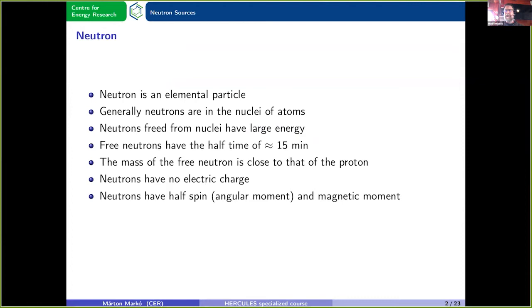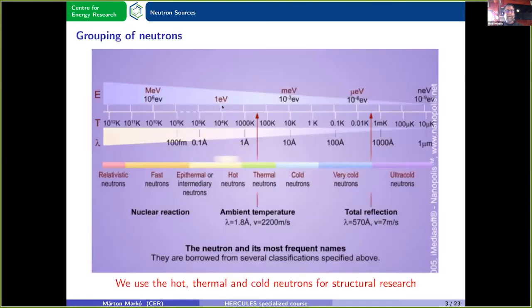The free neutron has a half-life of roughly 15 minutes, and its mass is very close to the proton. It has no electric charge and it has a half spin, and a magnetic moment is connected to it. That's a big advantage of neutrons. So after freeing the neutrons, they have high energy, and we can see here the whole spectrum of the neutrons, from the relativistic one to the ultracold one.